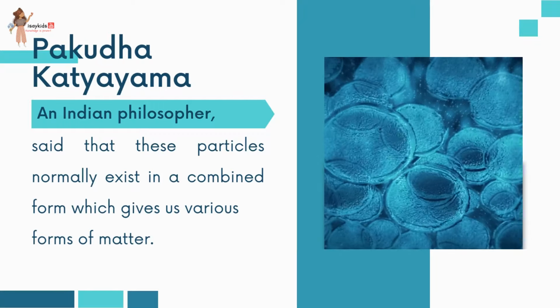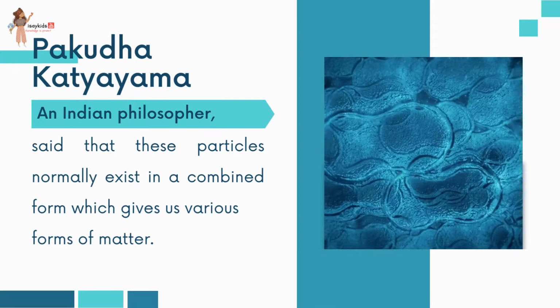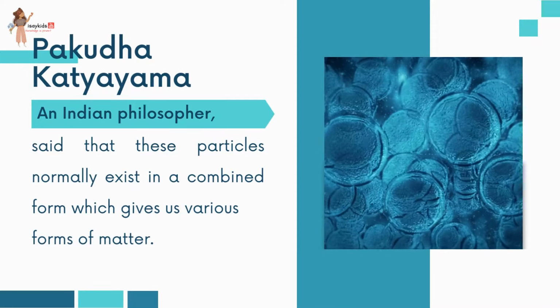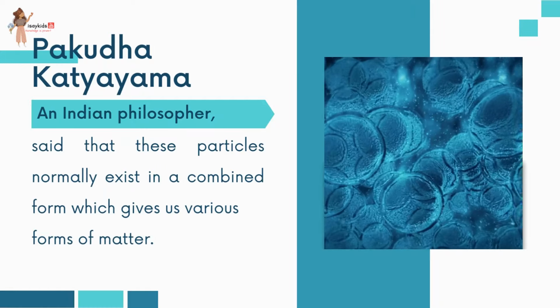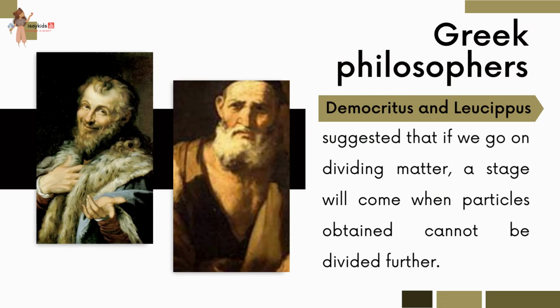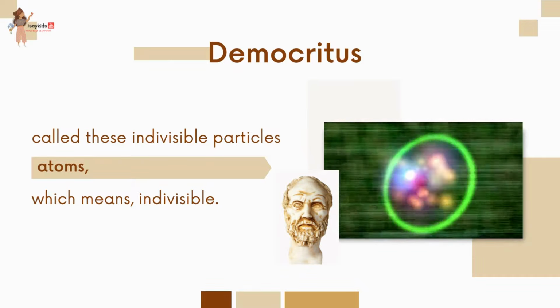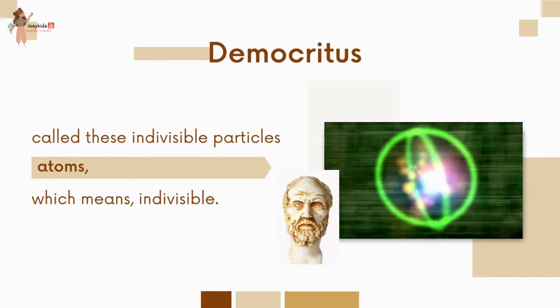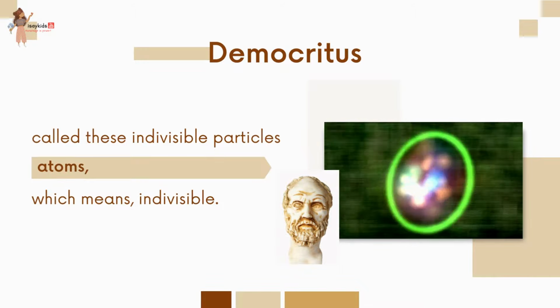Another Indian philosopher, Pakudu Katyayam, elaborated this doctrine and said that these particles normally exist in a combined form which gives us various forms of matter. Around the same era, ancient Greek philosophers Democritus and Leucippus suggested that if we go on dividing matter, a stage will come when particles obtained cannot be divided any further. Democritus called these indivisible particles atoms, meaning indivisible.